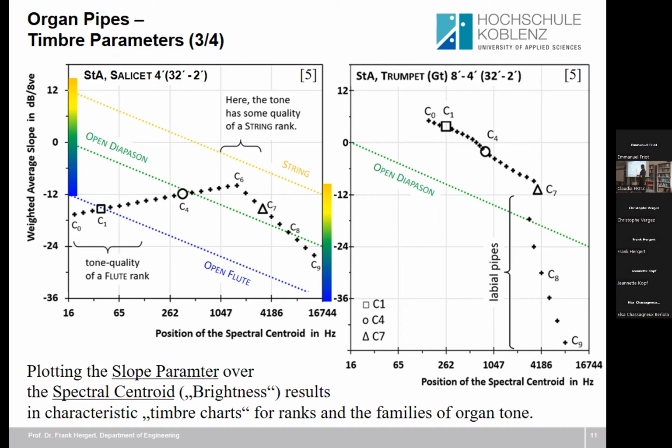So plotting over these two parameters, the weighted slope on the vertical axis and the spectral centroid on the horizontal axis, we can have diagrams where we see how a rank behaves across its tonal compass. If we could do this on site while voicing, we could immediately see if one pipe falls out, because it wouldn't be on this line.